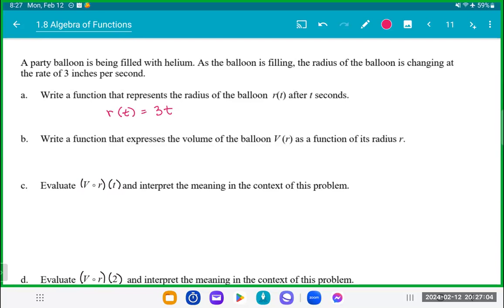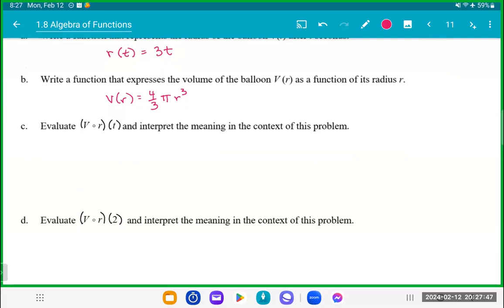For the second one, we want to write a function that expresses volume. Well, volume's equation is just 4/3 pi times r cubed. So we would just say this is our volume with respect to r, V of r, is equal to 4/3 pi r cubed. And so that is just our standard volume equation. I don't expect you to memorize this formula or the volume of other shapes. If you come across one of those in your homework, they will give you the formula and you don't need to have that memorized.